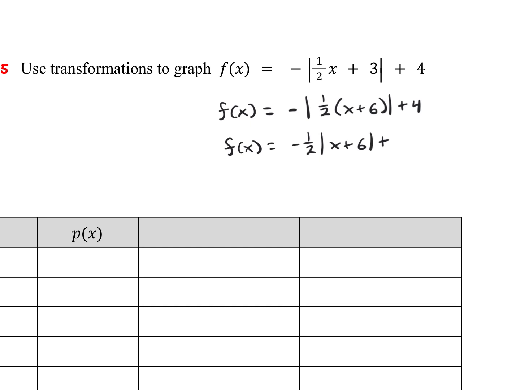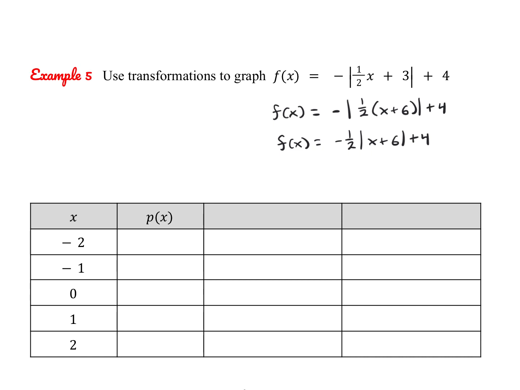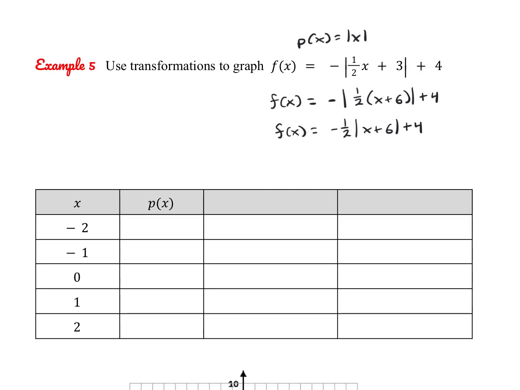I'd say vertical stretches or shrinks are always easier to work with than horizontal stretches or shrinks. So whenever you can, I like to simplify it out. So now I can look at this and compare it to our parent function, which we can see is just the absolute value function. We can start by describing the transformations we see. So I see that vertical reflection. So that's going to be a reflect over the x-axis. And then we have a vertical shrink by a factor of 1/2.